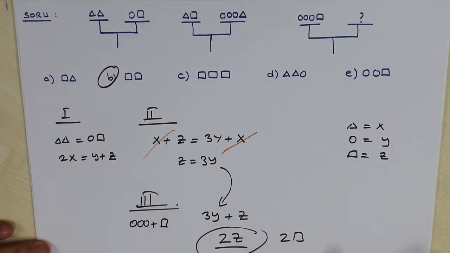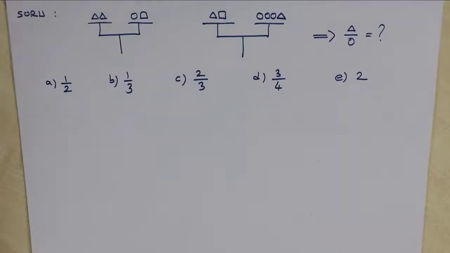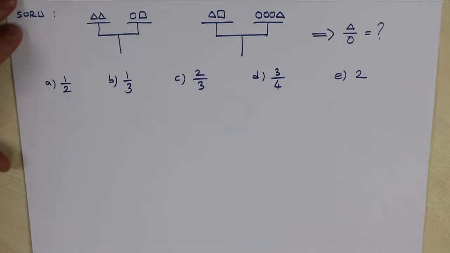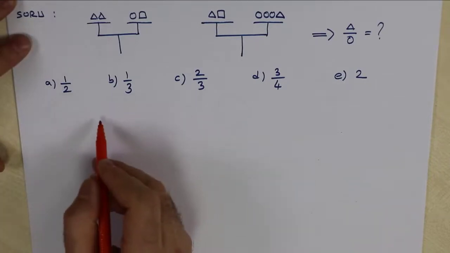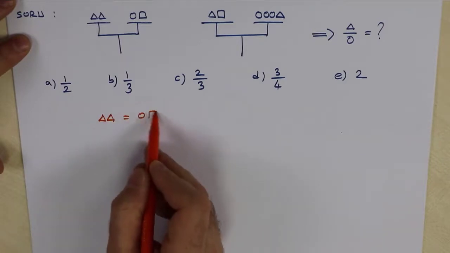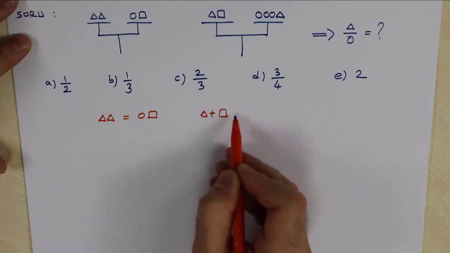Again, we have IQ and logic questions, one of these questions. Again, a scale question. So the scales here are in the balanced states. Based on the given scales, we need to get the division of triangle over circle, or triangle divided by circle. The first one, we have two triangles equal to circle plus square, and the second one, we have a triangle plus a square equals to 3 circles plus a triangle.